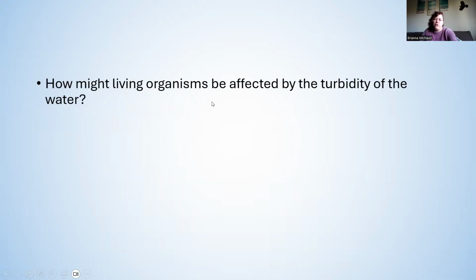So, next question for you guys: imagine low turbidity water, super crystal clear, and high turbidity water, very murky, almost muddy looking water. How do you think living things might be affected by the turbidity of the water, by how clear the water is?